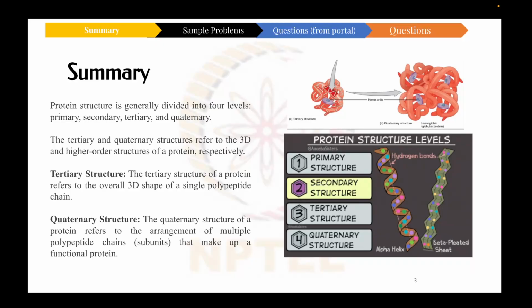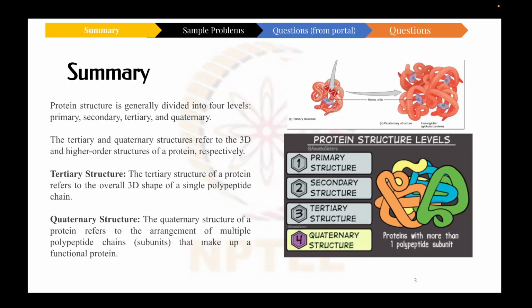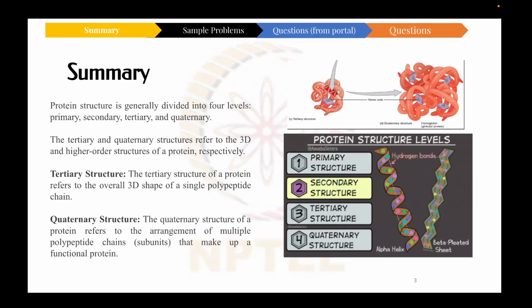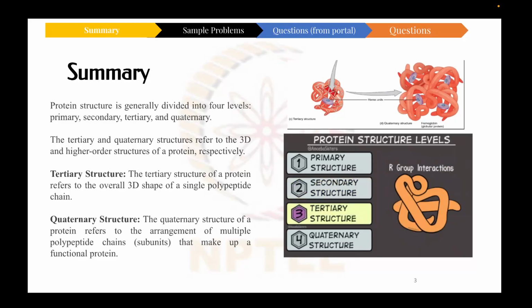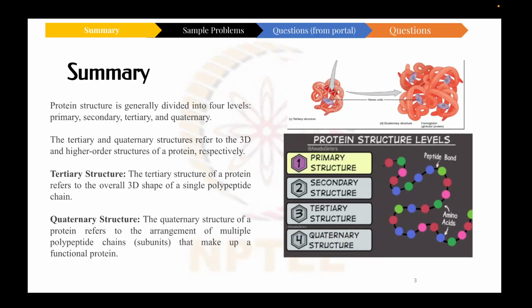So in summary, the tertiary structure refers to the 3D shape of a single polypeptide chain, while the quaternary structure refers to the arrangement of multiple polypeptide chains that make up the functional protein. Both structures are important for the function of a protein and can be affected by any changes in amino acid sequence or environmental factors such as temperature and pH.